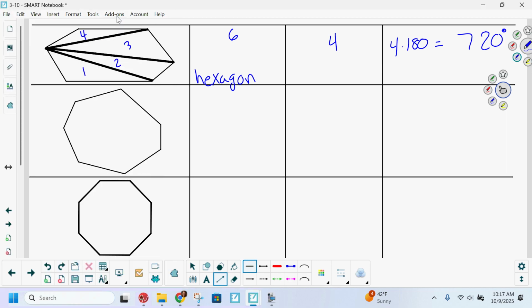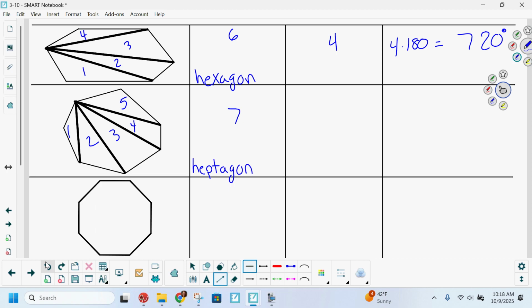And I'm going to keep on going. So connect. Whoops, what am I doing? Same vertex. Connect, connect, and connect. So I have 1, 2, 3, 4, 5 triangles, but I have 7 sides. So 7 sides is called a heptagon. I have 5 triangles, so now I'm going to do 5 times 180 degrees, which is 900.